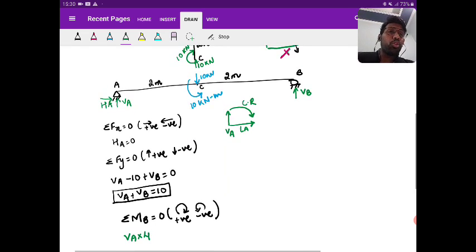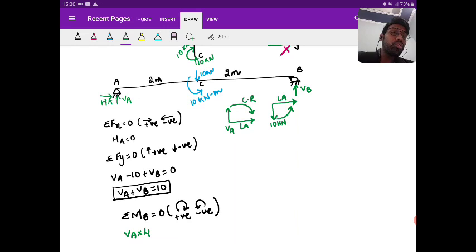Next, go one by one. There is a load of 10 kilonewton downward, and the lever arm is towards right. So you need to take the moment. The moment is in which direction? The moment is in anti-clockwise direction. So the anti-clockwise moment is taken as negative.